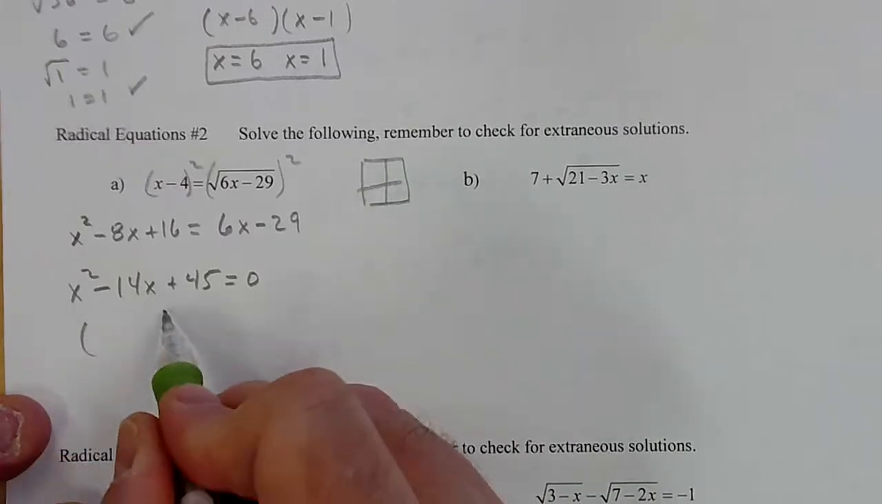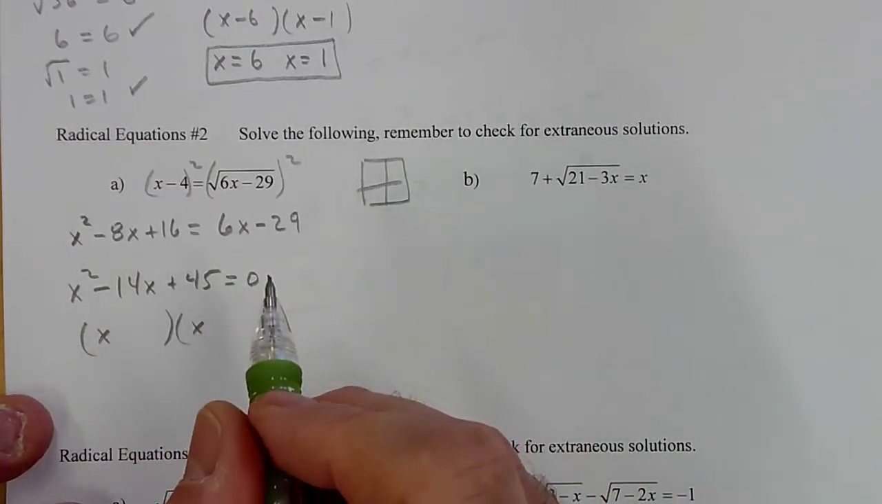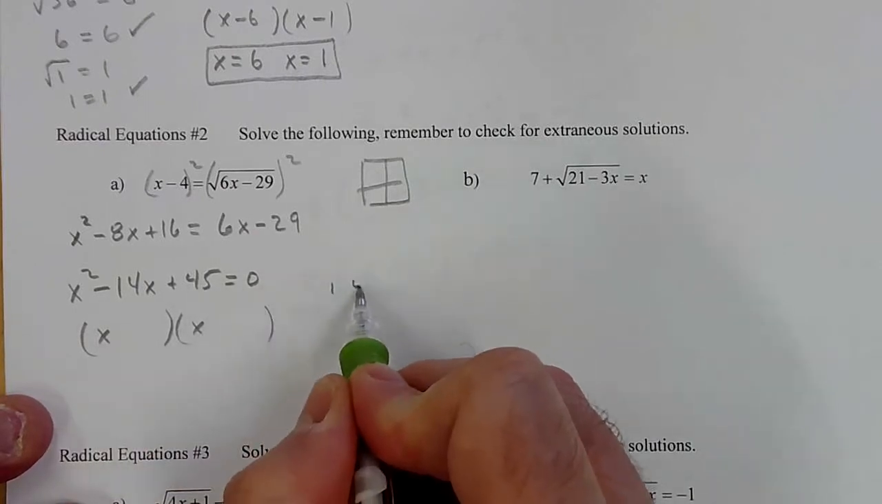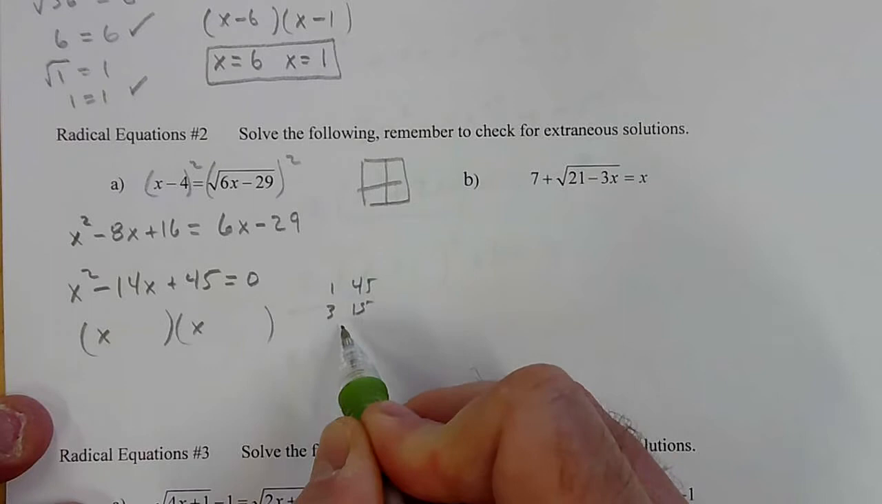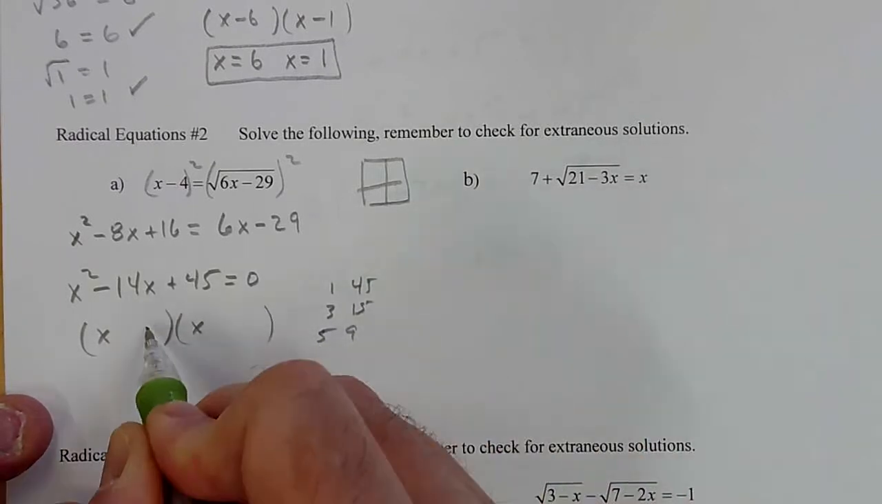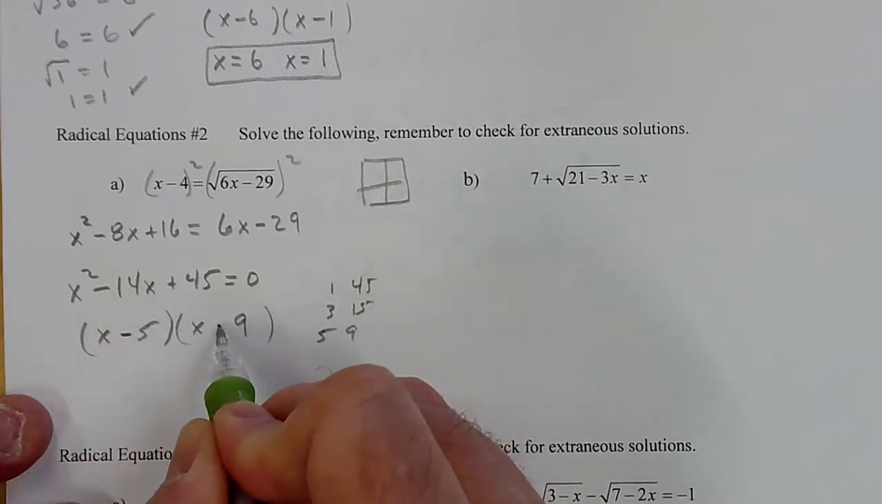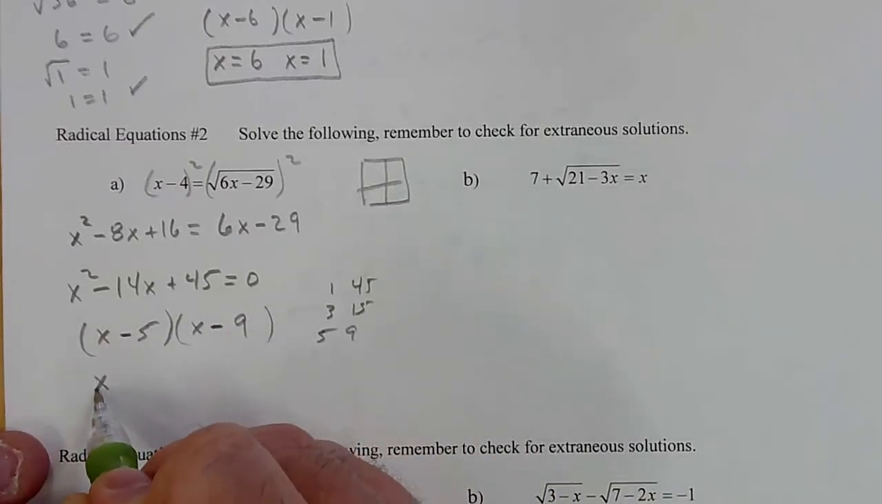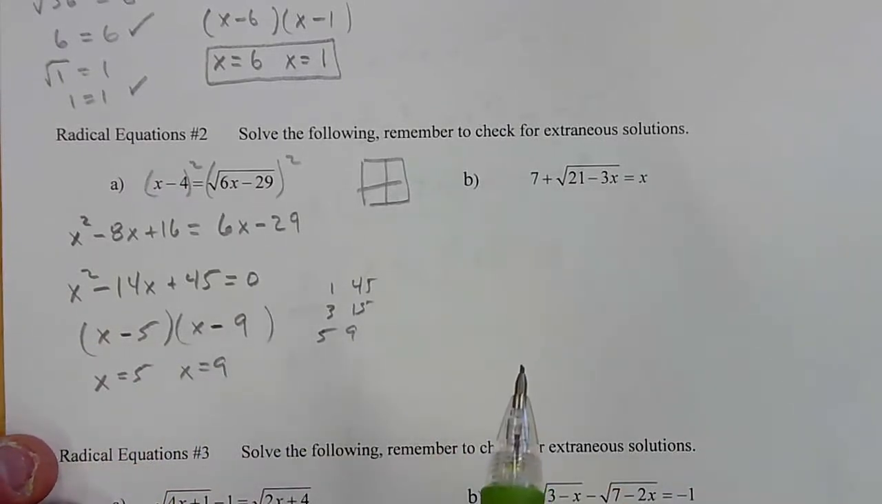And we are ready to factor x and x. What are we looking at here? I'm going to write some combinations there. 1 and 45, 3 and 15. That's not going to get us a 14, huh? 5 and 9. There it is, 5 and 9. 5 and 9 will get us a 14 if the 5 and the 9 were both negative. So I got x equals 5 and I got x equals 9 as my possible answers.